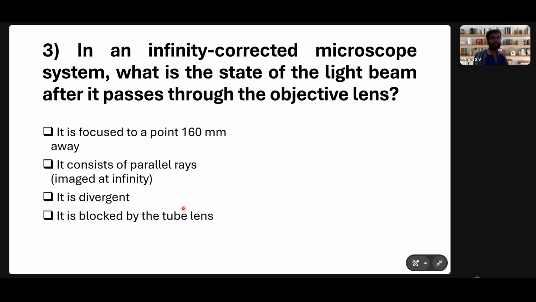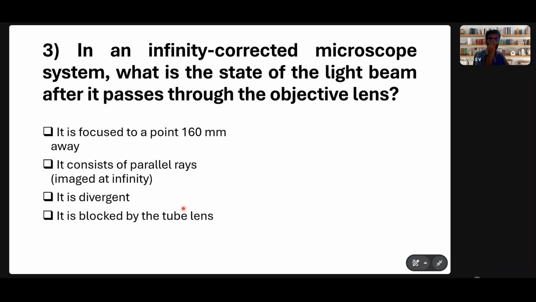So the third question is what we kind of discussed in the recap section as well. In an infinitely corrected microscope system, what is the state of the light beam after it passes through the objective lens? People need to remember that there is no involvement of the tube lens so far. So light comes from the sample and then it passes through the objective lens.